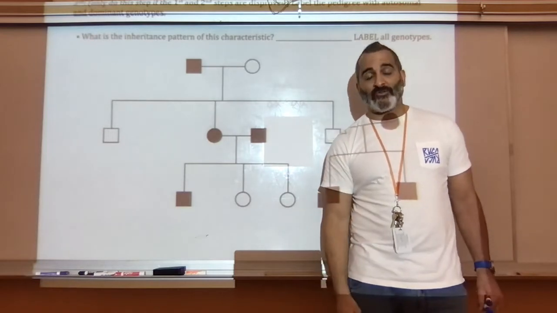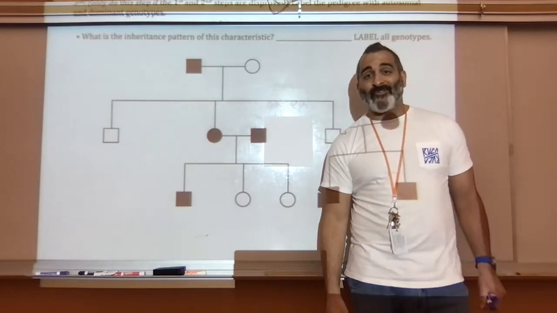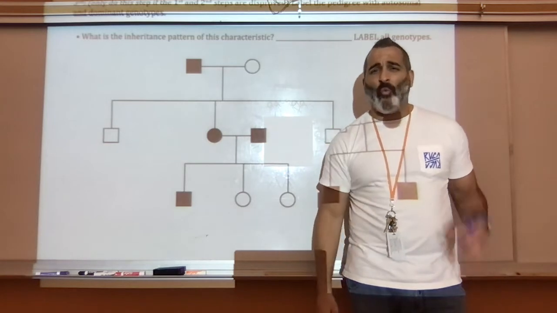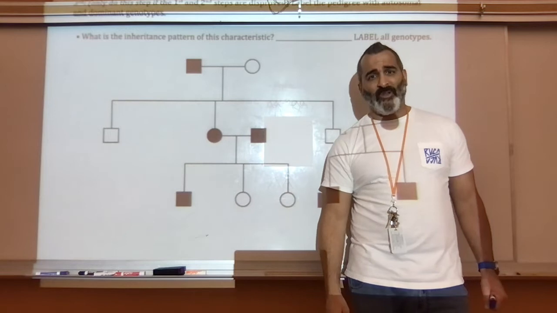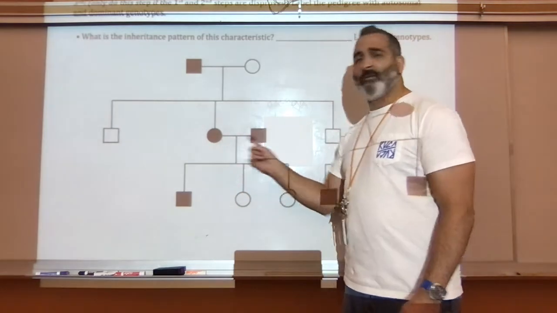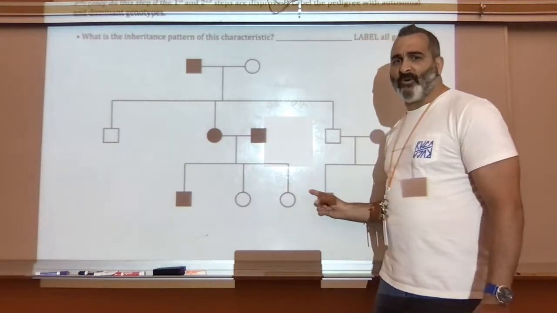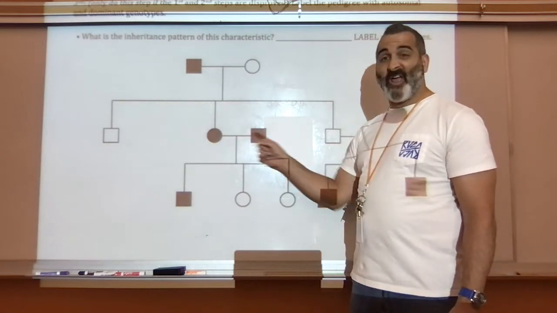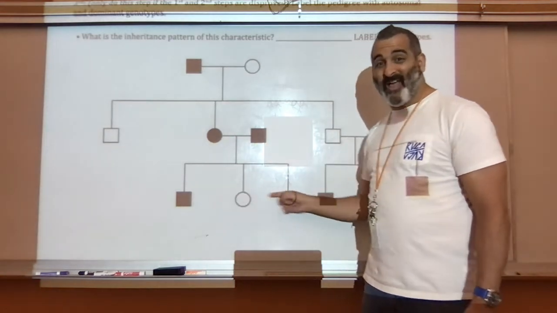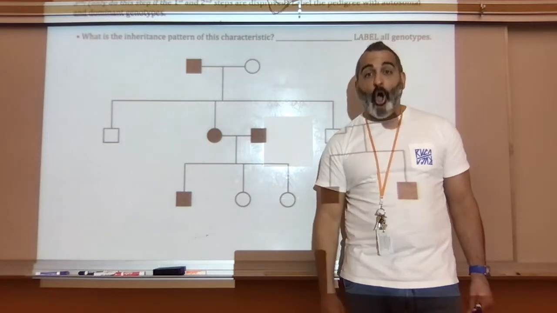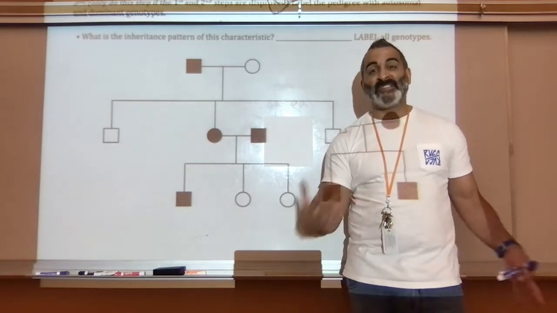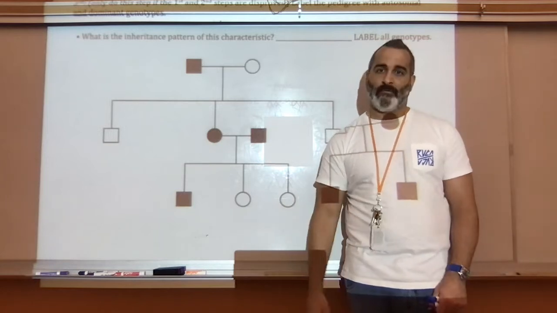Number two is autosomal and recessive. Autosomal and recessive, number two, only has one rule. The rule is, if mom and dad both have it, all their kids must also have it. Look at that. Mom and dad have it, and all their kids don't have it. So guess what? We just proved number two wrong also with the same rule as number one.